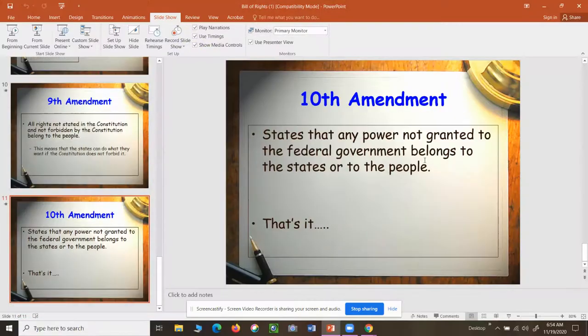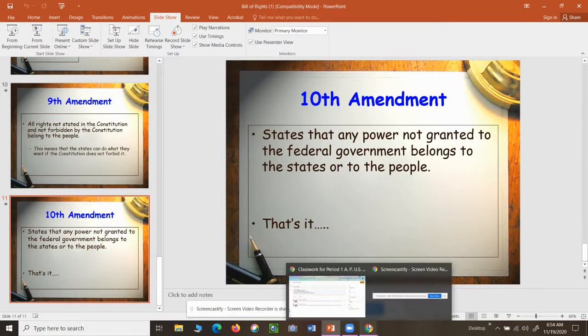Just as a reminder, pausing right now, you have your Bill of Rights done. You have your 10 amendments.